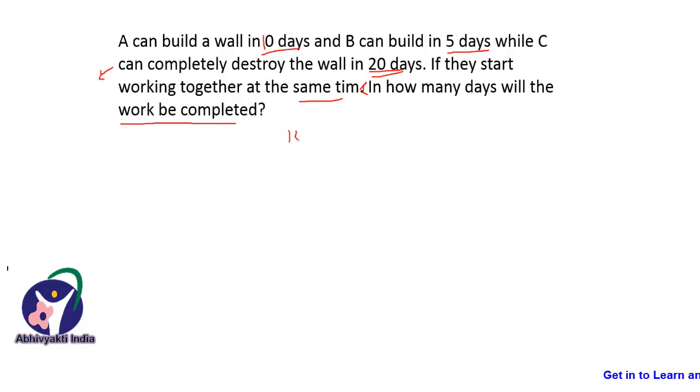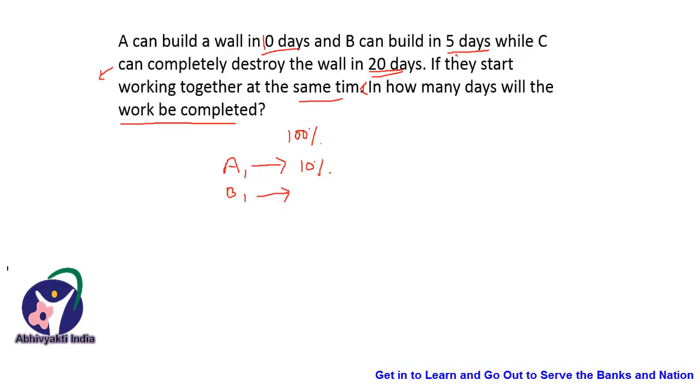So again, in percentage terms, consider that there is 100% of work. A can do this 100% of work in 10 days, so in one day he will do 100 by 10, that is 10% of the work. B takes 5 days to complete the work, so in one day he will complete 100 by 5, that is 20% of the work.